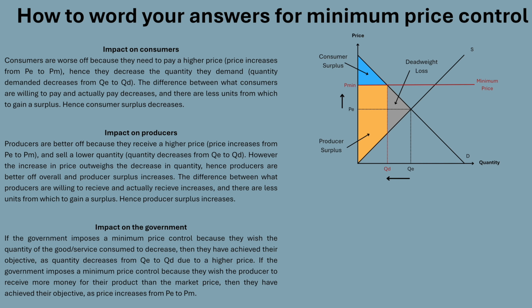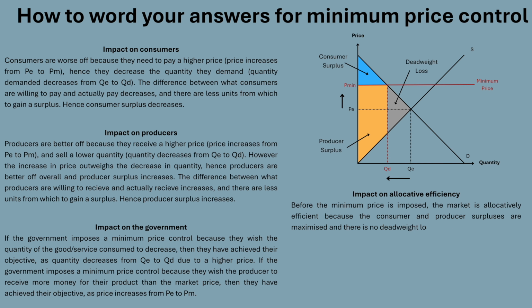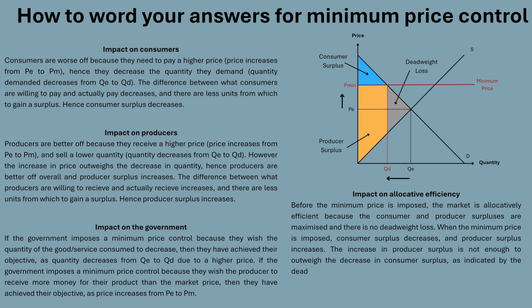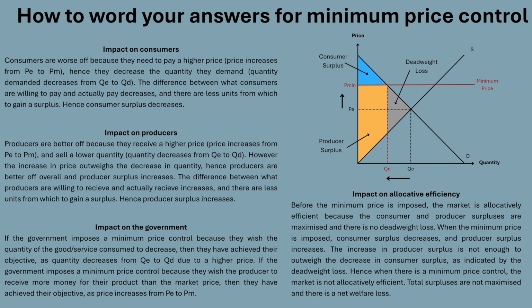And finally, let's look at the impact on allocative efficiency. Before the minimum price is imposed, the market is allocatively efficient because the consumer and producer surpluses are maximised and there is no deadweight loss. When the minimum price is imposed, consumer surplus decreases and producer surplus increases. The increase in producer surplus, though, is not enough to outweigh the decrease in consumer surplus, as indicated by the deadweight loss. Hence, when there is a minimum price control, the market is not allocatively efficient, so total surpluses are not maximised and there is a net welfare loss.